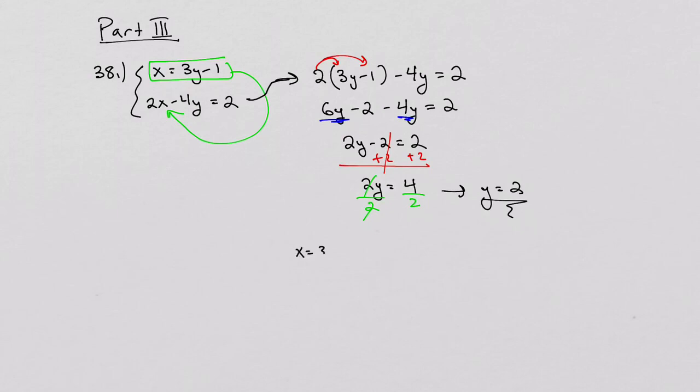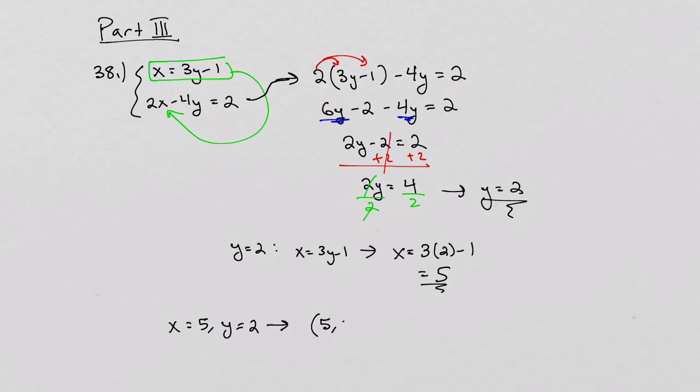If x is equal to 3y minus 1 and y is equal to 2, this gives us that x is equal to 3 times 2 minus 1, which is 5. So x is equal to 5 and y is equal to 2, which means that our answer is (5, 2). We'll accept it if you write it as x equals 5 and y equals 2, but preferably you'd write it as an ordered pair to think about these things geometrically. These are two lines, and they intersect at the coordinate point (5, 2).